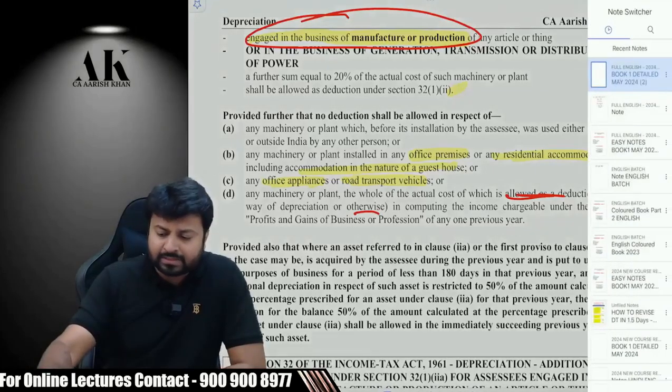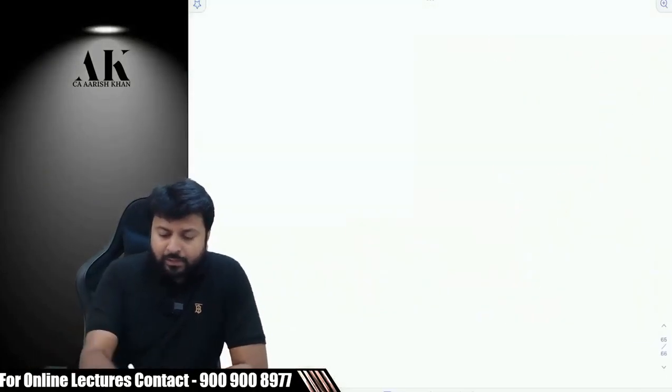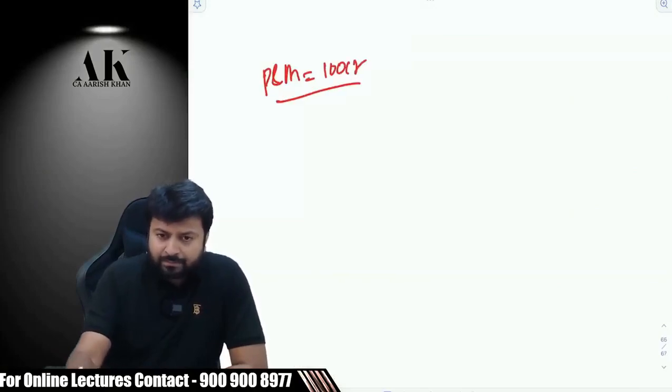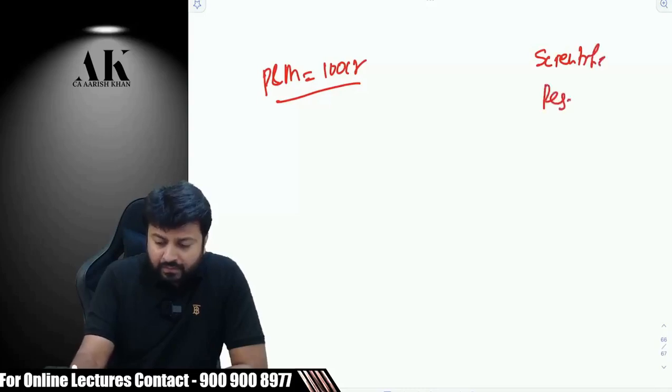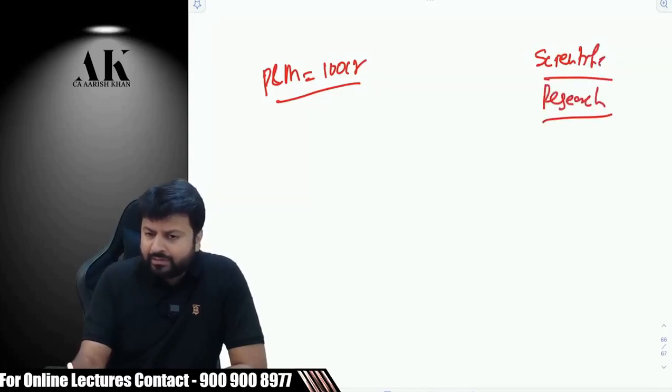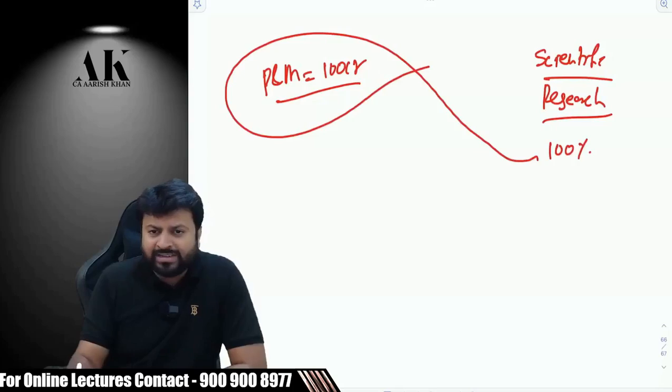Now, what do I mean by this? Suppose I bought plant and machinery of 100 crores. And I am also engaged in what? Scientific research. Now, you might have learned in CA Inter that if you are engaged in scientific research, you get 100% deduction of the machinery. Do you know that? Yes or no?